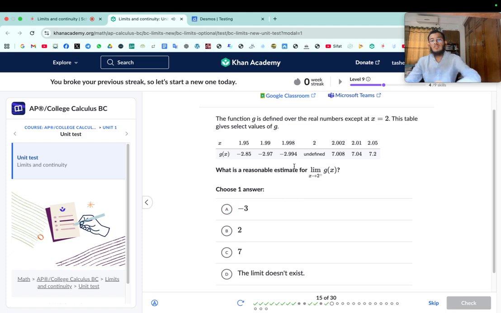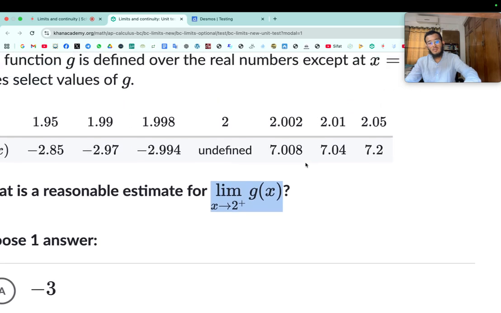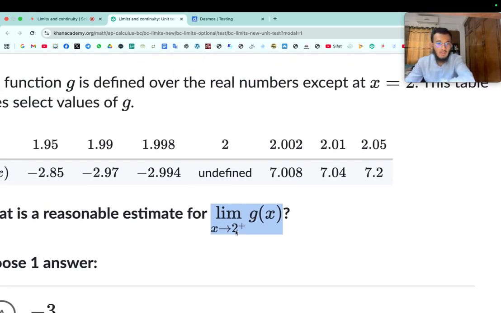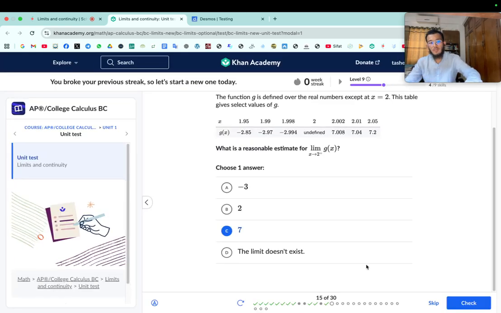The function g is defined over the real numbers except at x equals 2. This table gives select values of g. What is a reasonable estimate for function g's limit as x tends to 2 from the positive side? As you approach 2 from the positive side, you can see it's getting closer to positive 7. So that's why it would be C, 7.